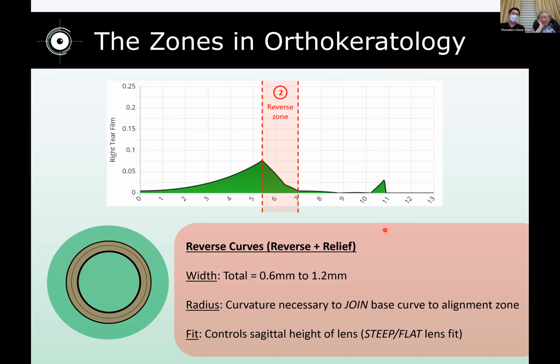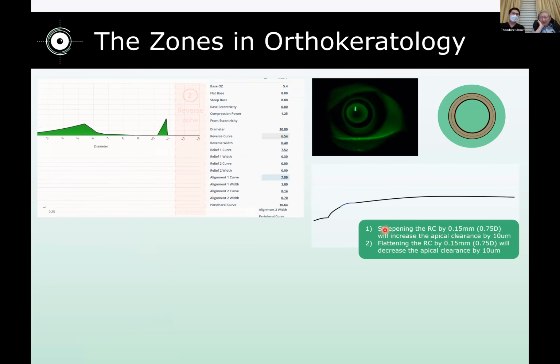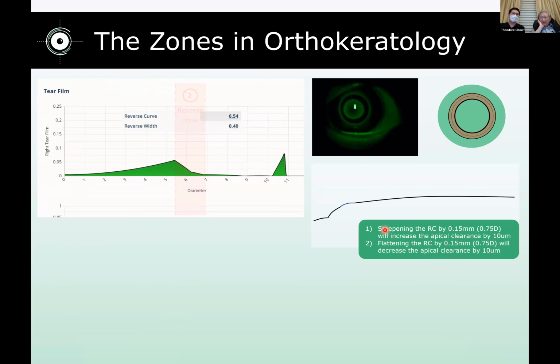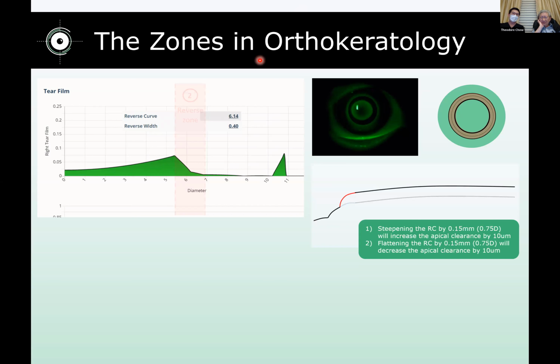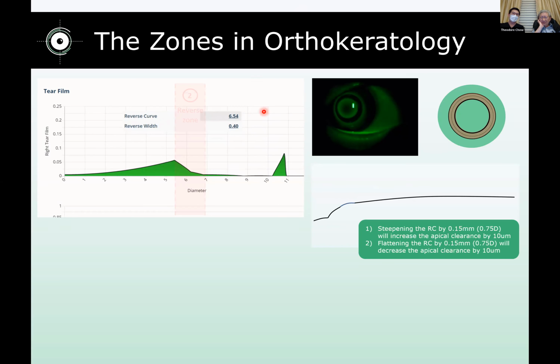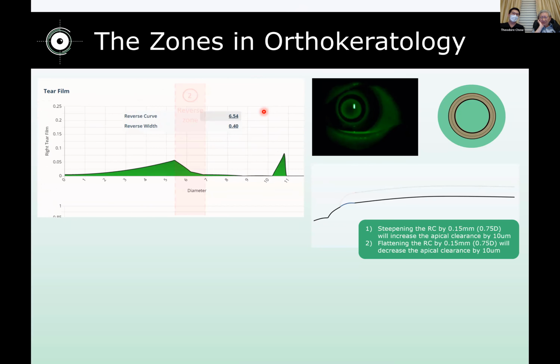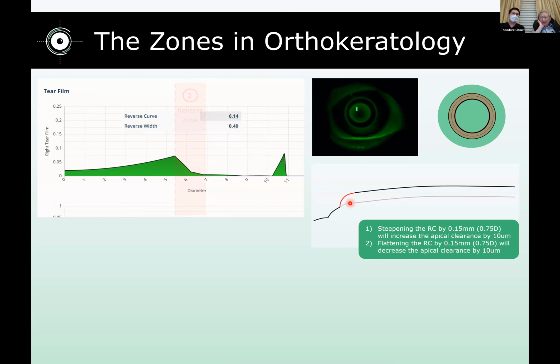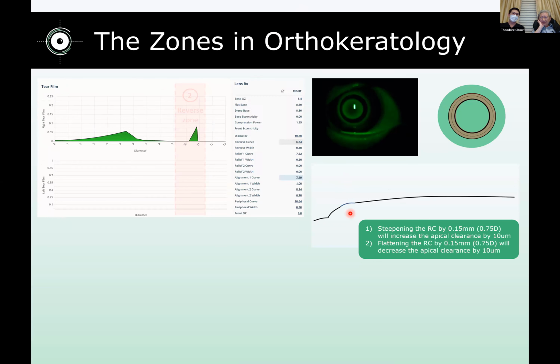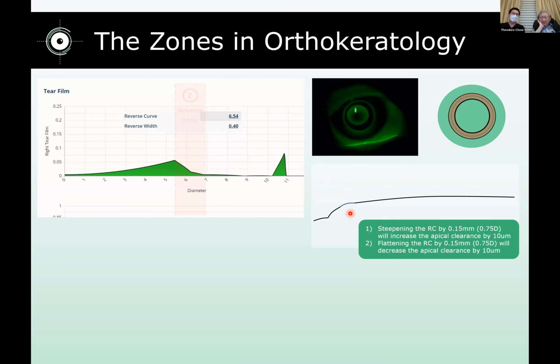Great. So the final thing is, I just wanted to show how the reverse curve actually changes the sagittal height of the lens. In the software, it's showing 6.54 millimeters. I made it 0.4 millimeters steeper, and you can really see the apical clearance going up. The sag of the lens just gets lifted right up. And you can see that in this animation here: when you go from a flatter to a steeper reverse curve, it brings the lens right up. This is given a constant base curve.